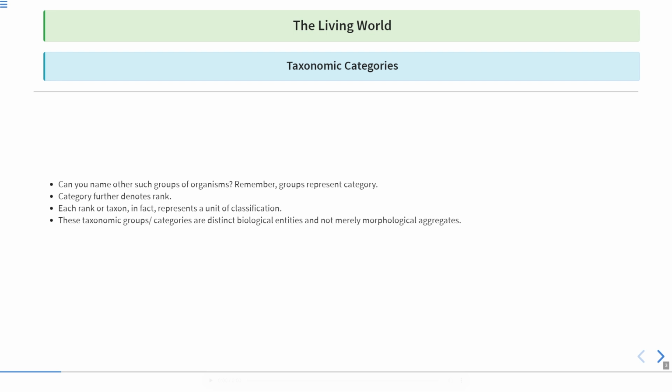So category further denotes the rank. Each rank or taxon in fact represents a unit of classification. It means that species is a unit of classification. Genus is again a unit of classification. Family is again a unit of classification. So every rank, every taxon, is a unit of classification.